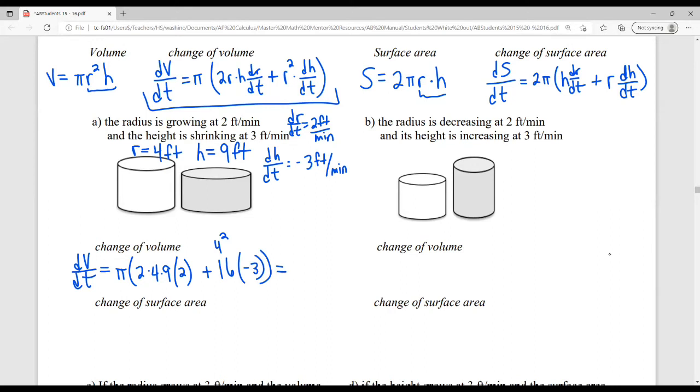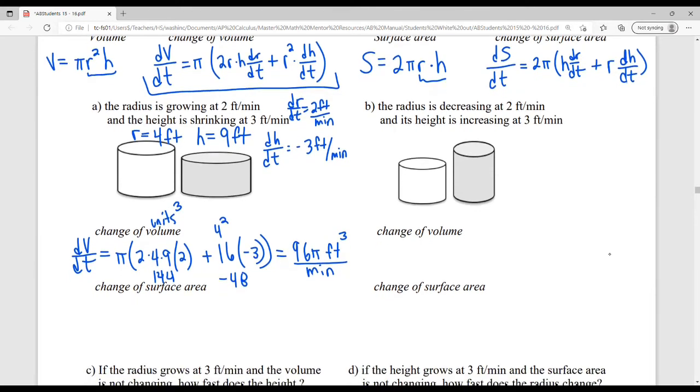Typically, they're going to let you use a calculator on this. Could you do this by hand? You could. 16 times -3 is -48. 2 times 4 is 8. 8 times 9 is 72. 72 times 2 is 144. 144 minus 48 is 96. So we get 96 pi. And since we're talking about volume, volume is units cubed. So my units are going to be 96 pi feet cubed per minute, since our time unit was minutes.